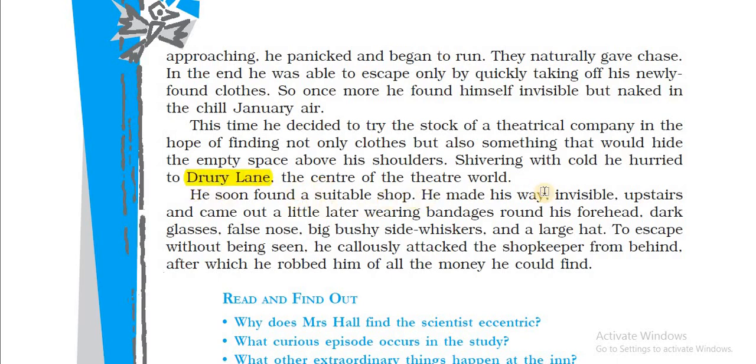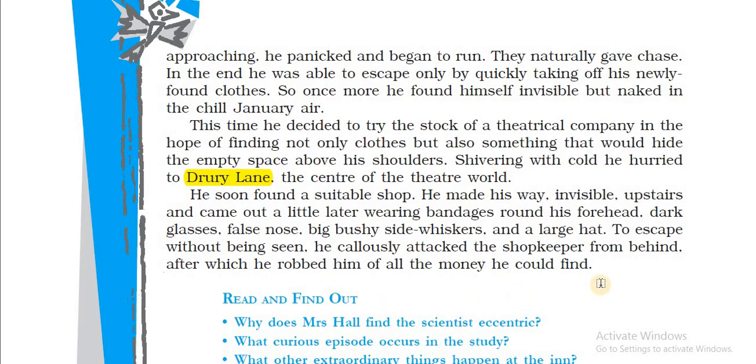the center of the theatre world. He soon found a suitable shop. He made his way, invisible, upstairs, and he came out a little later wearing bandages around his forehead, dark glasses, false nose, big bushy side whiskers, and a large hat to escape without being seen. He courageously attacked the shopkeeper from behind after when he robbed him of all money he could find.